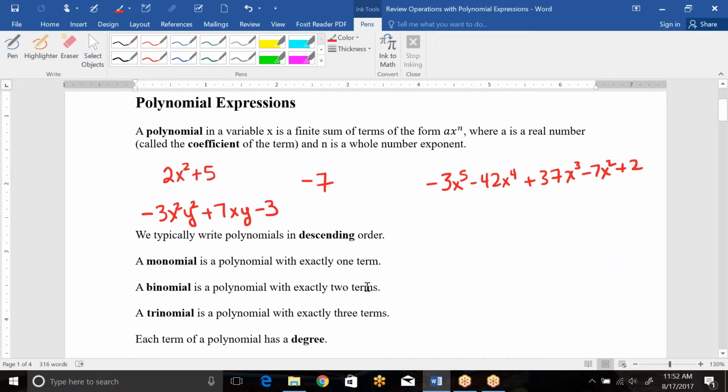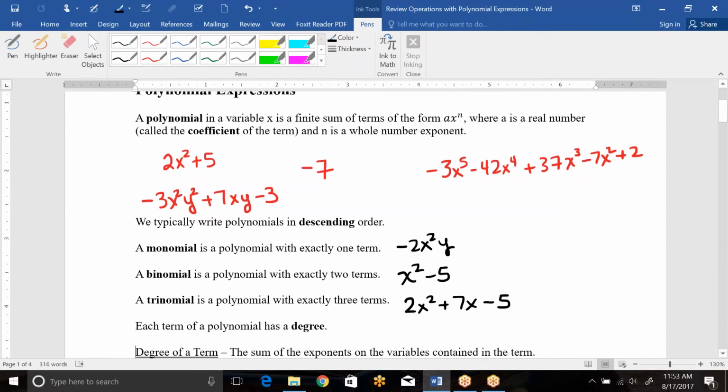A monomial is a polynomial that has exactly one term, so something like -2x squared y. Even though there's multiple things happening here, it's a single term because there's no adding or subtracting connecting it to another term. A binomial is one that has two terms exactly, so x squared minus 5. A trinomial has exactly three terms, so 2x squared plus 7x minus 5. So that's just different special cases. Anything that has more than three terms, we just generically call a polynomial. But monomials, binomials, and trinomials are also polynomials. So just make sure we have that.